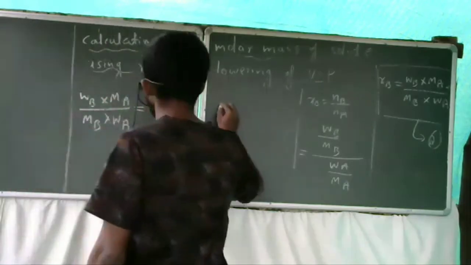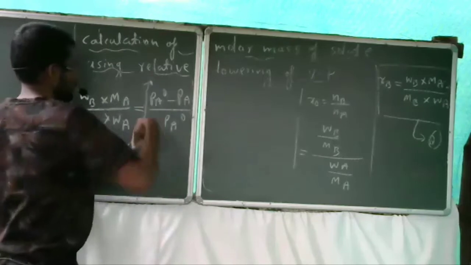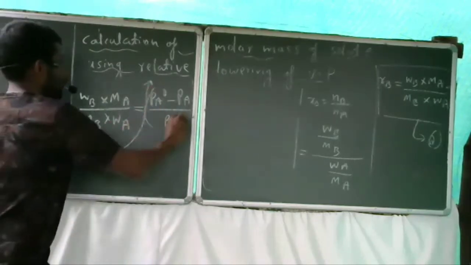So Mb equal to, just take this to here. Then bring this complete term to the denominator.